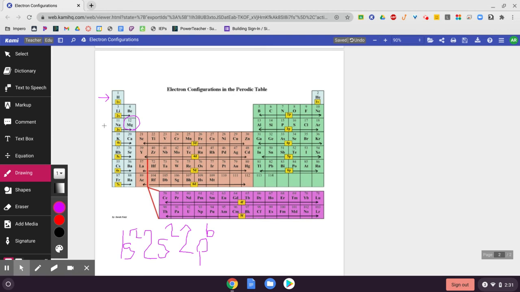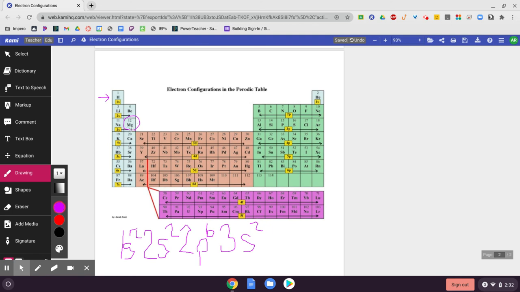Then I come to the third row, so I write 3, and I'm back in the s block, so I'm in an s orbital again, and I'm moving through 2 more elements, so I'm going to put 2 electrons into that last s orbital, and that brings me to magnesium.